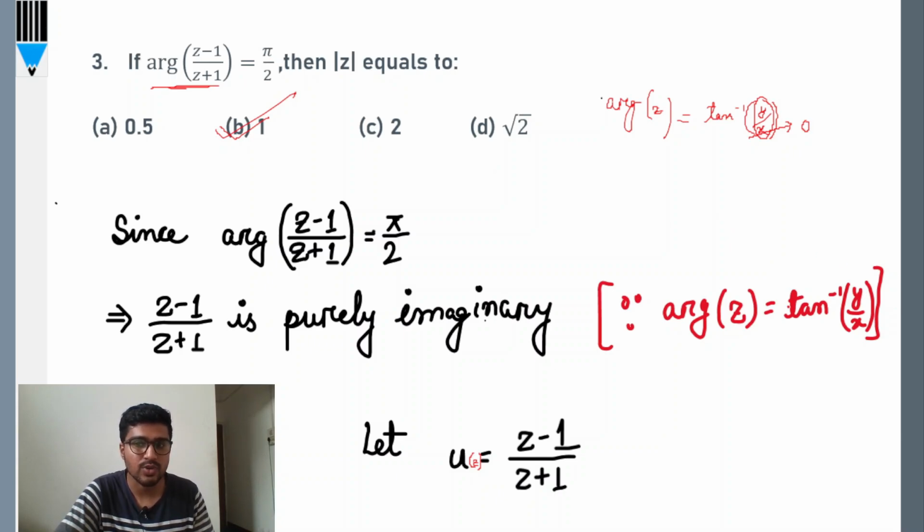That means tan inverse of y by x will be equal to pi by 2. So tan pi by 2 is infinity, so y by x is infinity, which means x has to be 0. The y value can be anything, but x has to be 0.